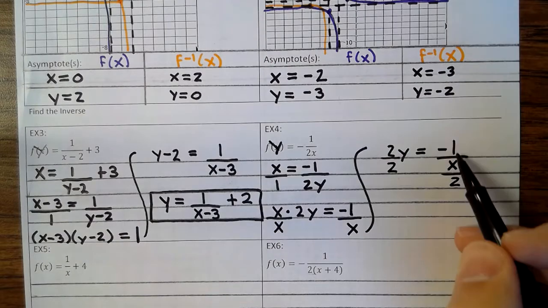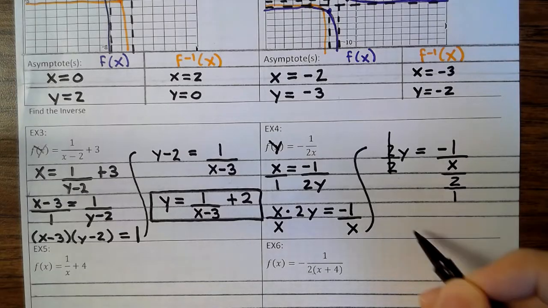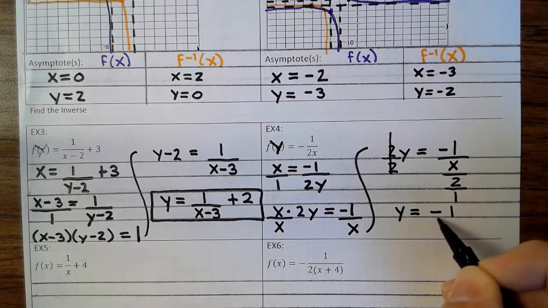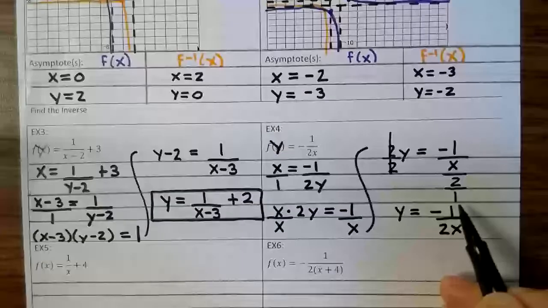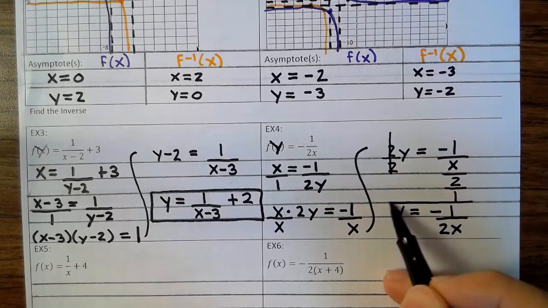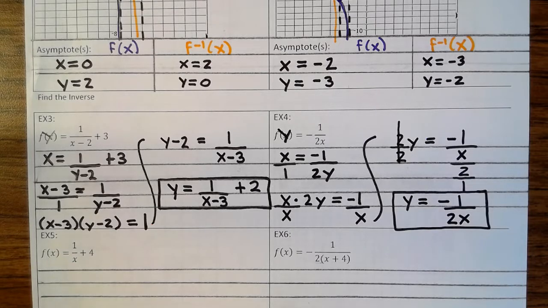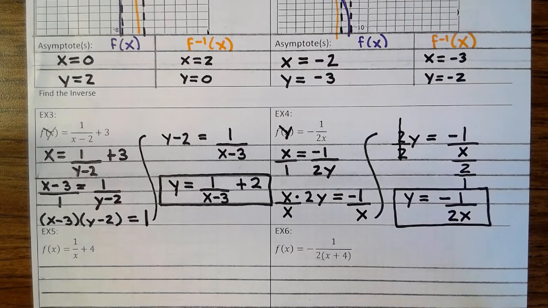Now, when you divide by a fraction, you flip and multiply. So that flips and multiplies. So then you're left with, that becomes 1. You have y equals negative 1 divided by 2x. All right, go ahead and finish up example 4.